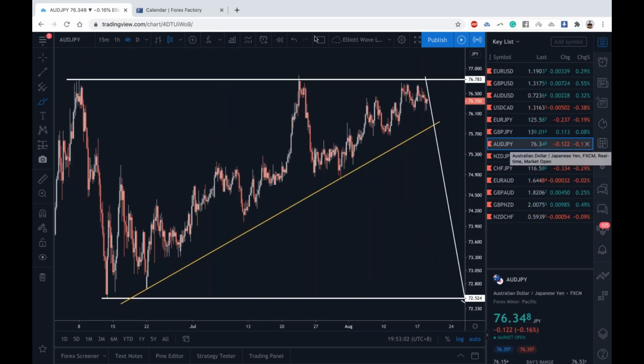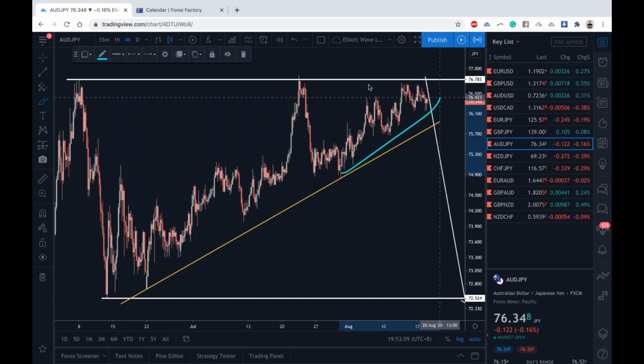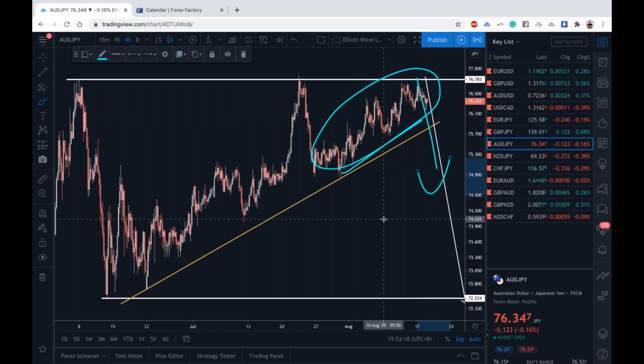So same thing in Australia yen. You realize what it is forming? Over here, this move to the upside is very, very slow, which means there's a high chance this will come back down. So when I identify this combination, I know there's a high chance price will come back down. I'm more interested to focus on the sell opportunity. So these are the yen pairs that I'm looking out for.